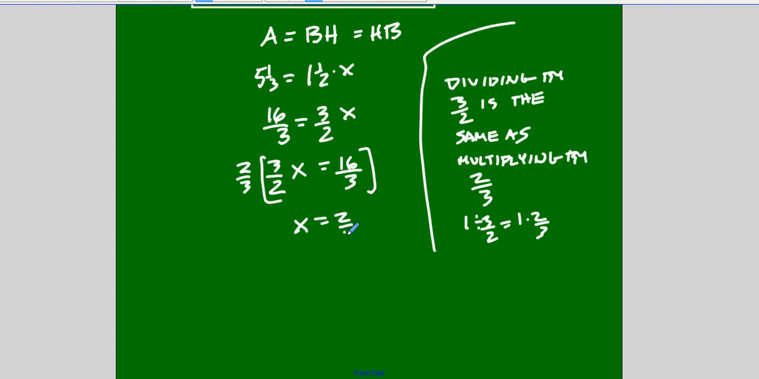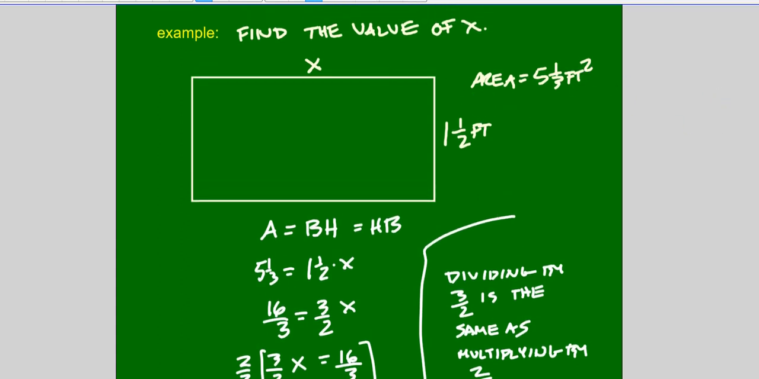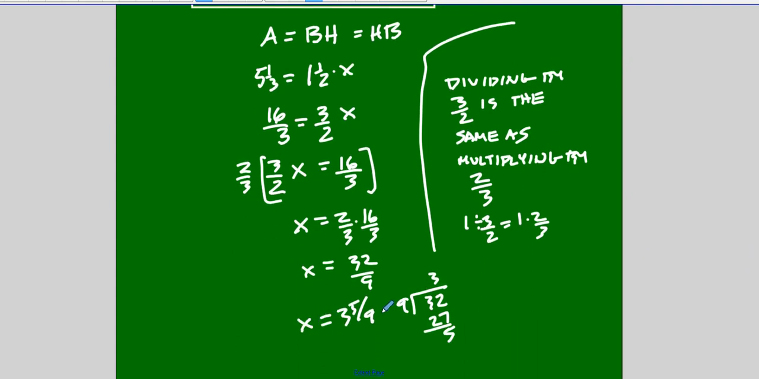Then over on the right side, I have 2/3 times 16/3. So that's gonna be x is 32/9, which you could write as a mixed number. 9 goes into 32, 3 times, 3 times 9 is 27, subtract, you get 5. So this is 3 5/9. What are the units? Well, this is area, and each one of these has got to be feet. The area is square feet. But actually, the x is just a dimension, so it's going to be feet only. So it's going to be 3 5/9 feet is the missing dimension there.